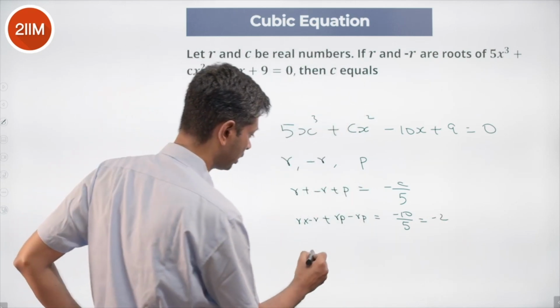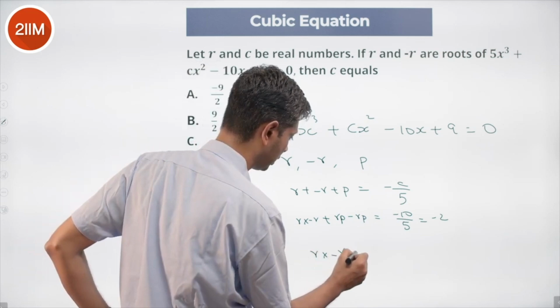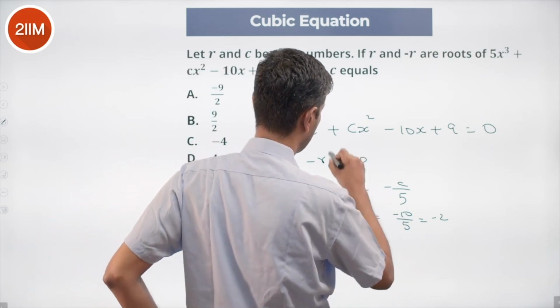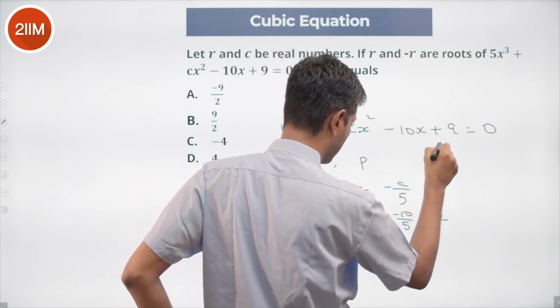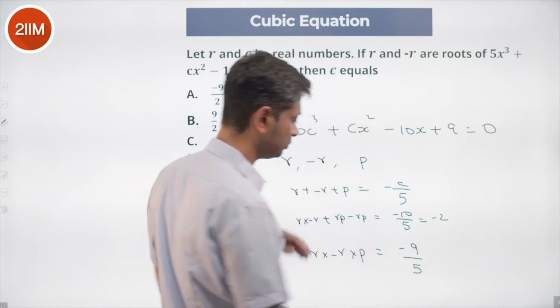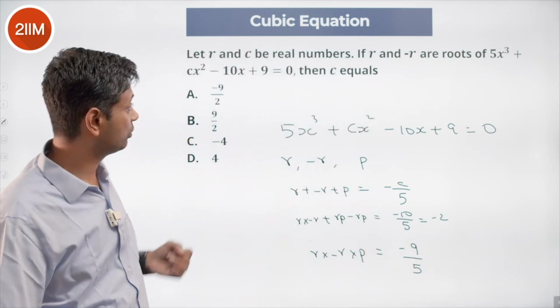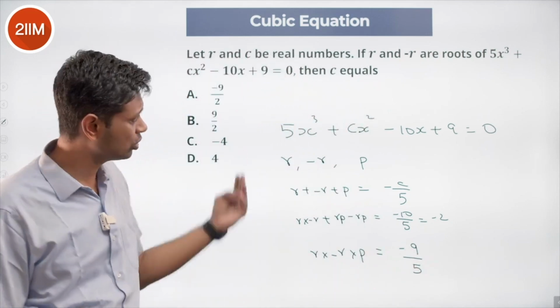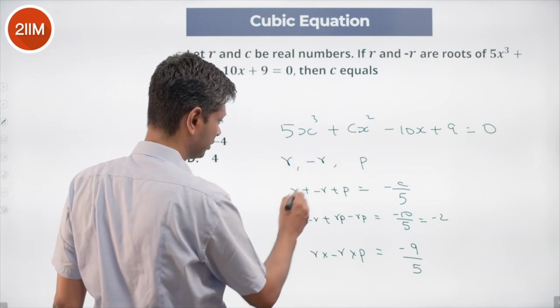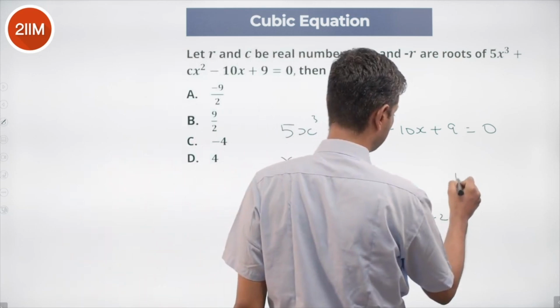Product of the roots, r into minus r into p, equals minus 9 by 5. Using these three equations, we should be able to find a value for c. Sum of the roots taken 2 at a time, 3 at a time. So r plus minus r is 0, p is minus c by 5.